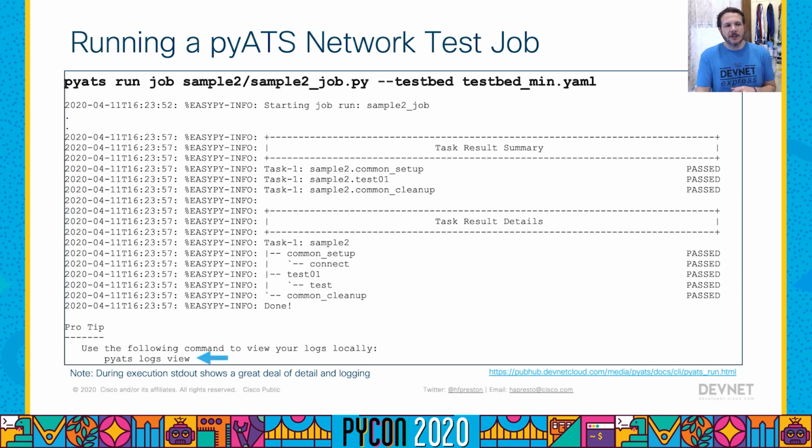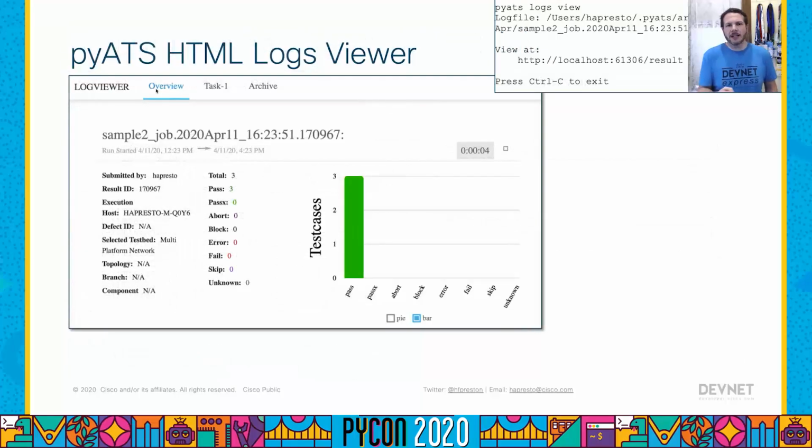Now you'll notice down here at the bottom, there's this little pro tip that pops up. Even for small, simplified network tests that you may run, there's a lot of data that can come out at you at standard out. And parsing through that in one large blob can be difficult to figure out what worked, what didn't work, or find issues. But with the pyATS logs view, what we end up doing is automatically showing you an HTML view of the logs from this job run that you can drill into.